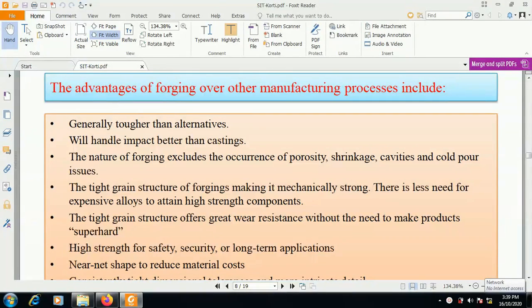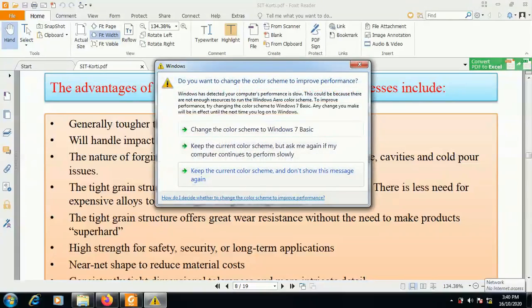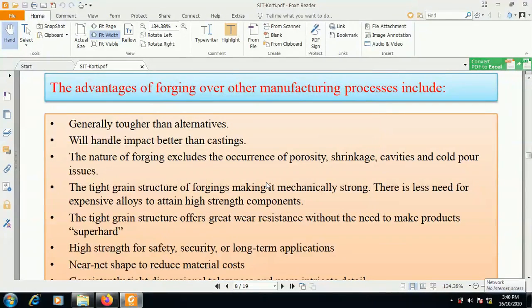First advantage: forged products are tougher than the alternatives. Alternatives means we can produce the product by machining, casting, or any other forming or joining process, but the parts produced by the forging process are tougher. Their toughness is more, and they will handle impact better than casting. The impact-sustaining capacity of a forged component is more as compared to cast parts. That is the second advantage.